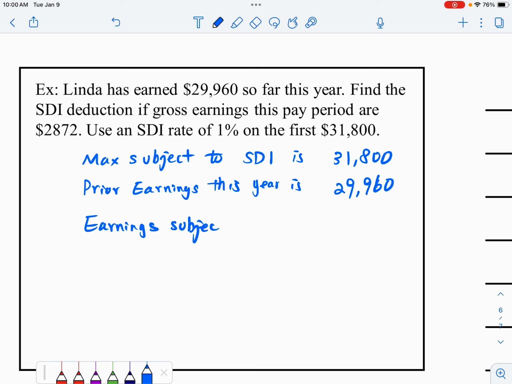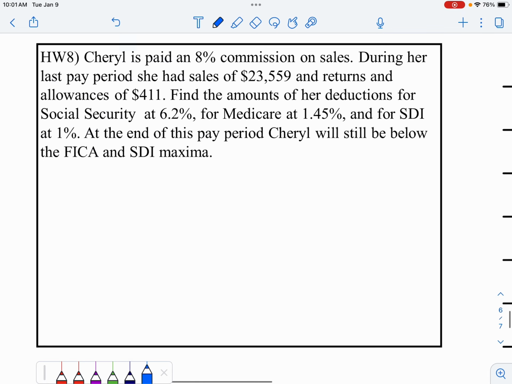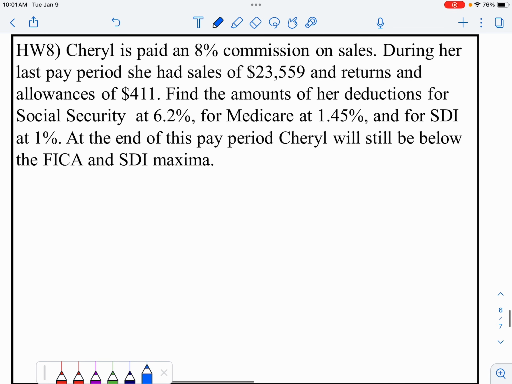So therefore the earnings subject to SDI will be, you want to find the difference between these two numbers. If you do that, this will be $1,840. So therefore the SDI deduction will be 1% of that, $1,840 times 1%, which is $18.40. Okay.